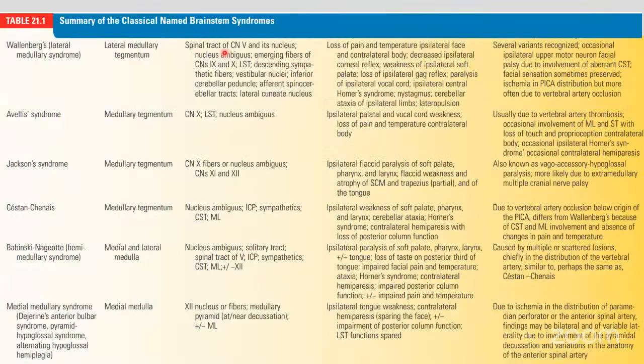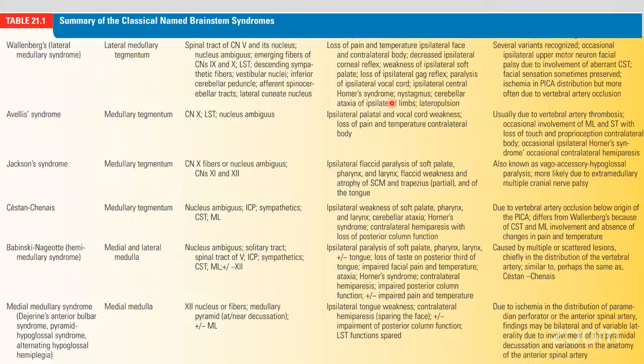The spinal tract of the fifth cranial nerve and its nucleus are involved, resulting in loss of pain and temperature in the ipsilateral face and the contralateral body. There will be a decreased ipsilateral corneal reflex, weakness of the ipsilateral soft palate, ipsilateral gag reflex, and paralysis of ipsilateral vocal cord. Due to involvement of the descending sympathetic fibers, there will be ipsilateral central Horner syndrome.